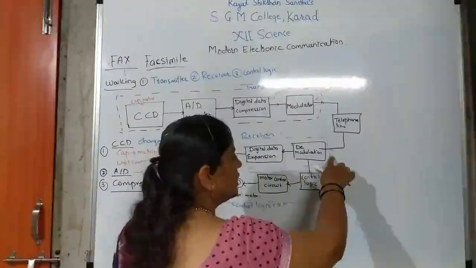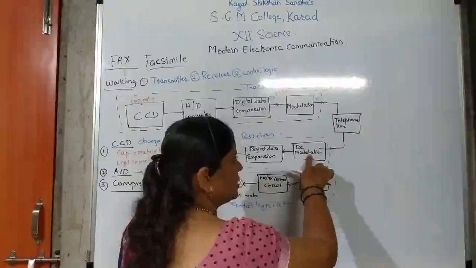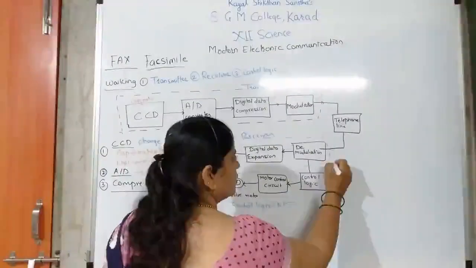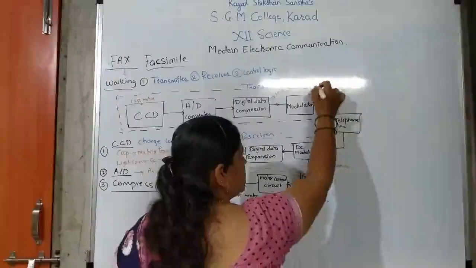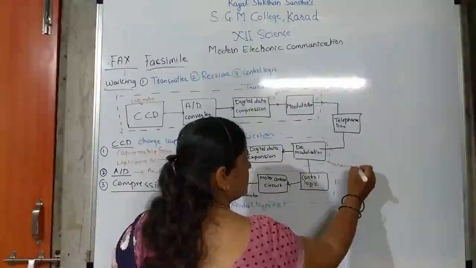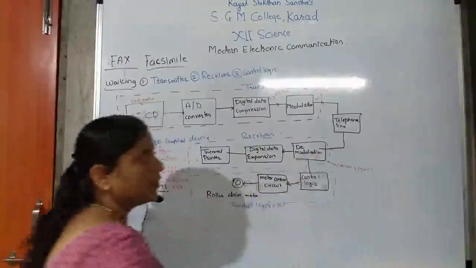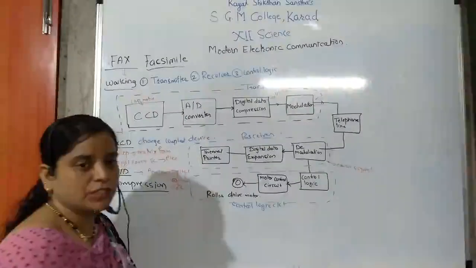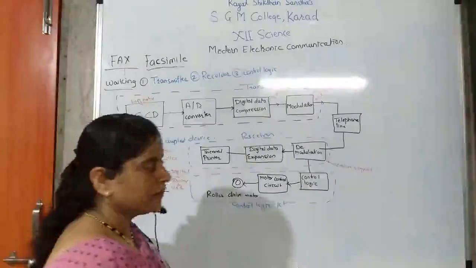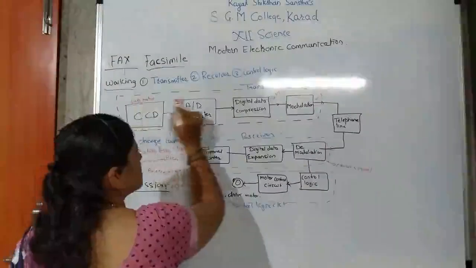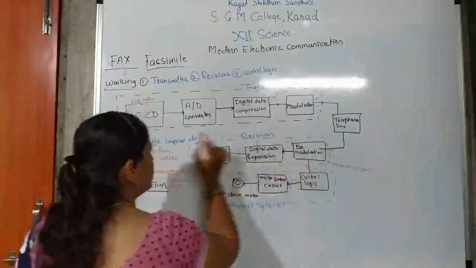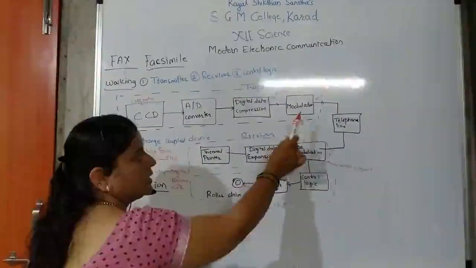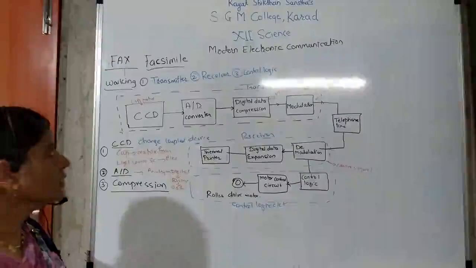But after receiving here, demodulation process happens. Demodulation means the carrier signal is removed. Here the carrier signal is added, but here it is removed from the signal and given to the digital data expansion circuit. So in the transmitter, only CCD, A to D converter, digital compression and modulation technique are used.